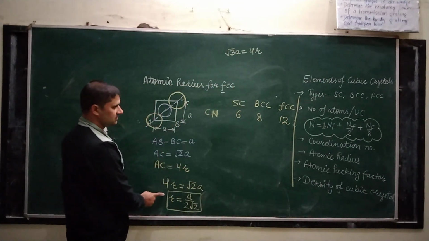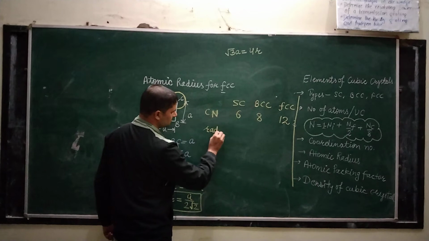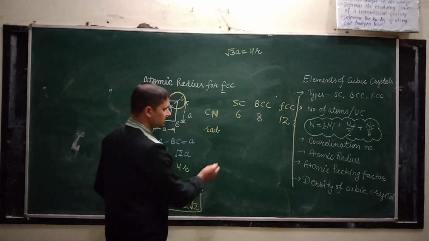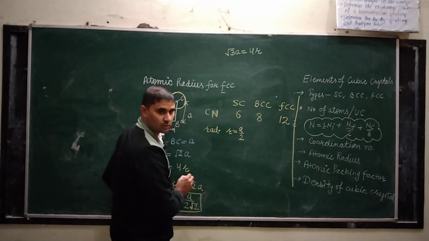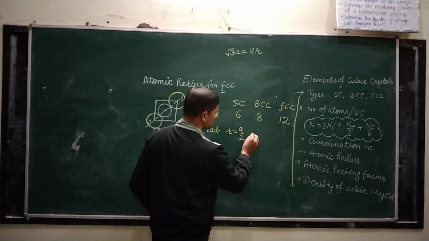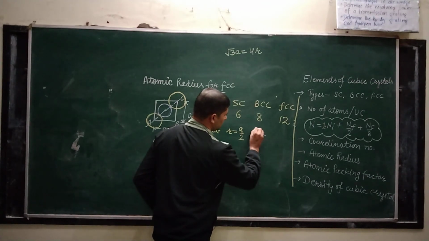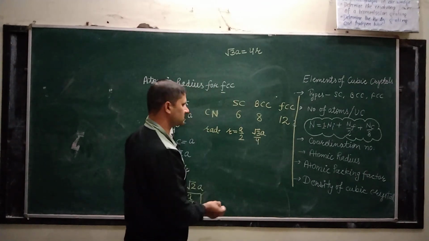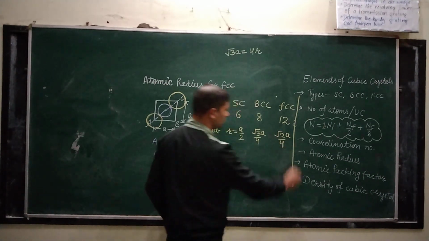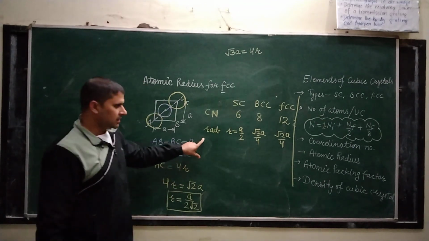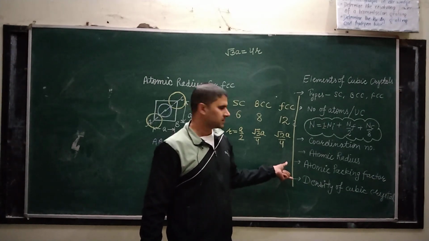Now we see the relation of the radius. In case of simple cubic, the radius is equal to A by 2. Here we have the radius equal to root 3 A by 4, and here you have root 2 A by 4. Class, this is the end of the lecture, and these properties we will discuss in the coming video lecture. Thank you class for watching.